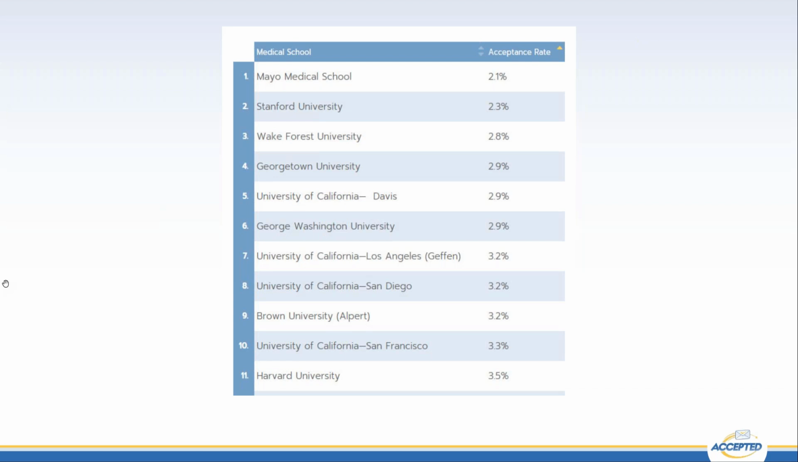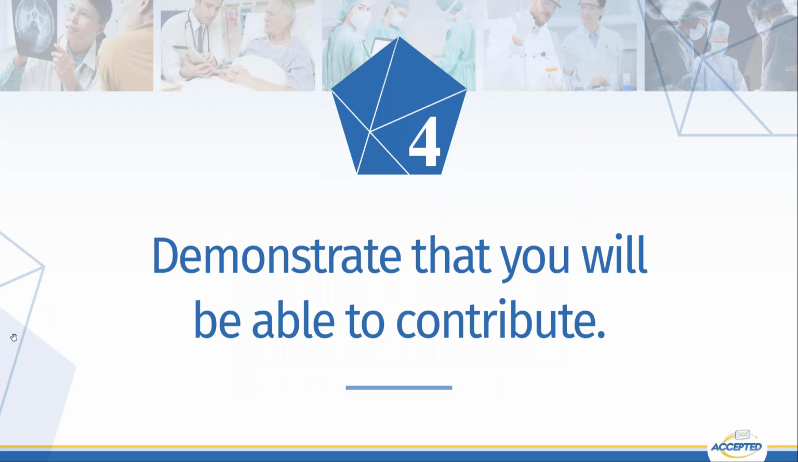So that was the third part of the framework. Again, show that you can do the work, present a realistic view of medicine, and then show fit by understanding the values and showing that you share the values of the individual schools. All right, the fourth part of the framework: demonstrate that you're able to contribute to class discussions and teamwork, the school's community, and ultimately make the school proud.